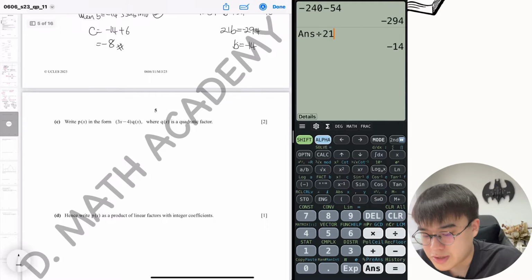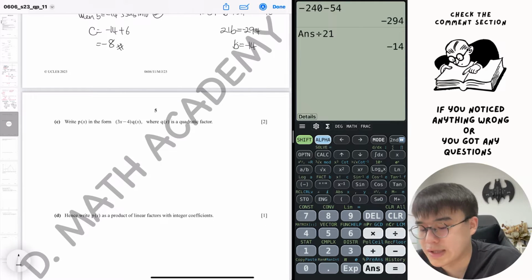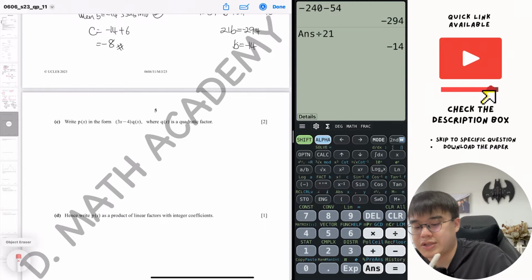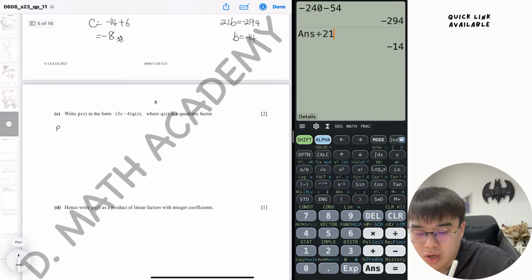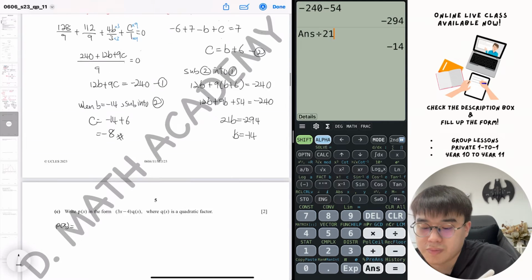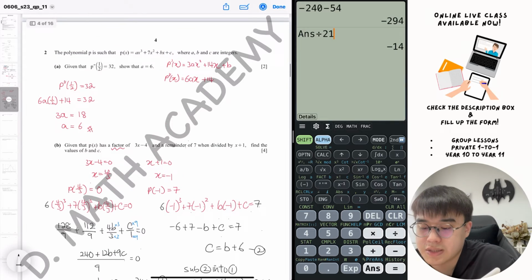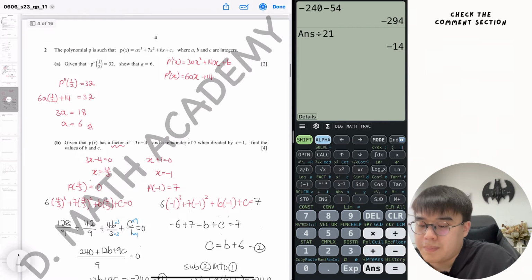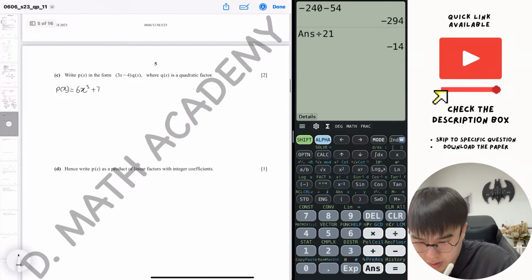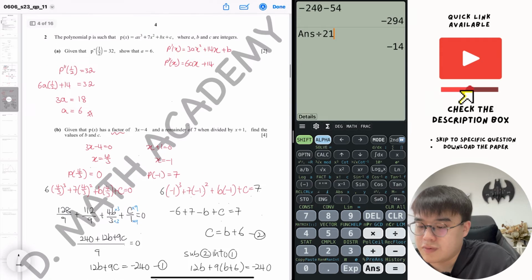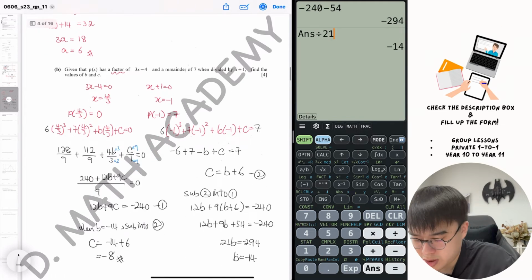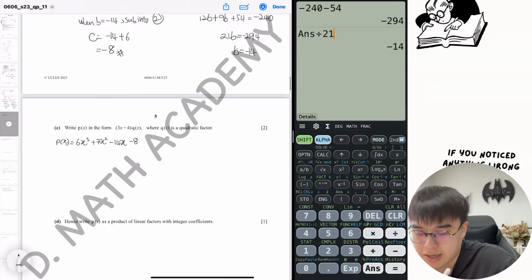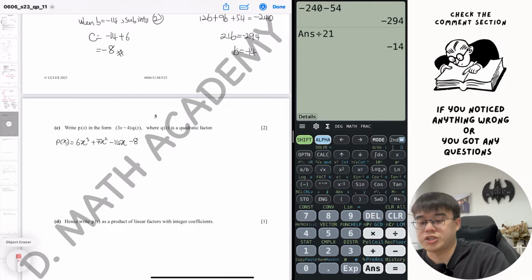Moving on to part c, they want you to show it in this particular form. In this case, I highly recommend students update your equation first. Don't be lazy, copy it out. It is 6x cubed plus 7x squared. Then our b now is how much? b is -14x and then -8. So this is the updated equation.